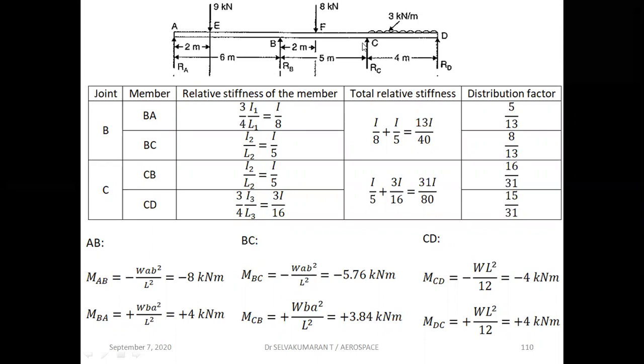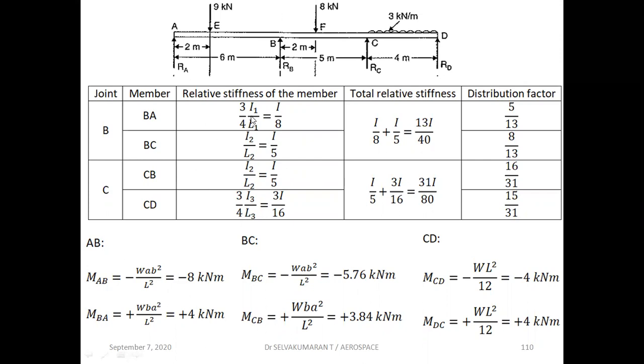For BC, beyond C I am having a support. Whether the support is simple or fixed, the formula should be I by L. Then CB, beyond B we have a support, so I by L. For CD, D is simply supported and there is no other support beyond D, so it should be 3/4 I by L. So I1 = I2 = I3, L1 is 6 meter, L2 is 5 meter, L3 is 4 meter.